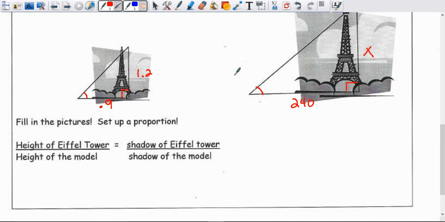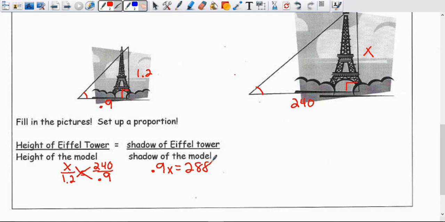So we take the height of the Eiffel Tower. The height of the Eiffel Tower is x, so we'll put that there, over the height of the model, which is 1.2. Then we're going to set that equal to the shadow of the Eiffel Tower, which was 240, over the shadow of the model, which was 0.9. From here, we just cross multiply. X times 0.9 is going to give us 0.9x equals 1.2 times 240 is 288.